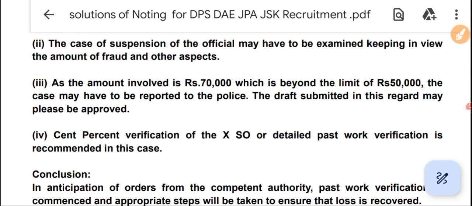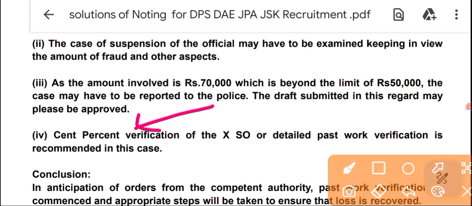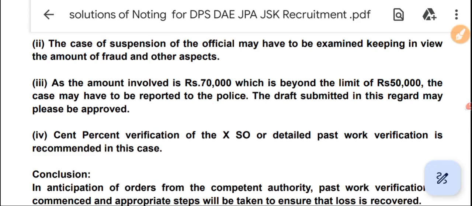The post office inspector only verifies a few accounts, but it is necessary to do hundred percent verification of customers: how much money was given by the customers and how much was received in the government account.